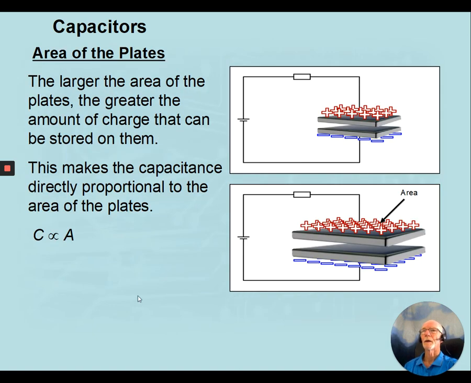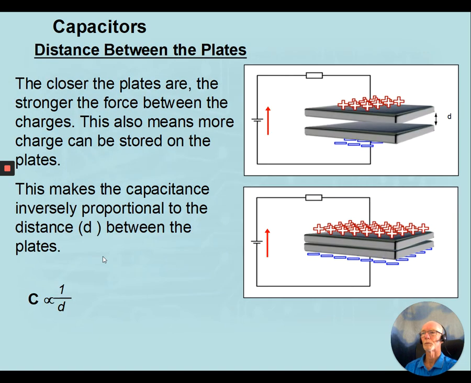The capacitance is proportional to the area of the plates. In other words, the bigger the area, the bigger the capacitance, and vice versa. Whereas capacitance is inversely proportional to the distance between the plates. So if we have a bigger distance, we have less capacitance.